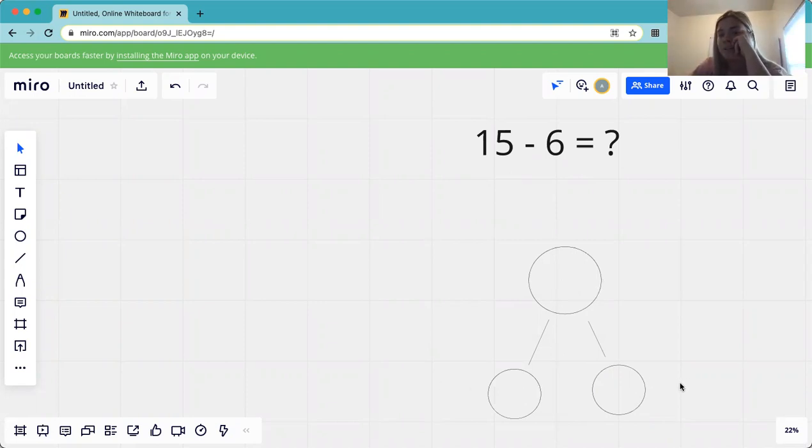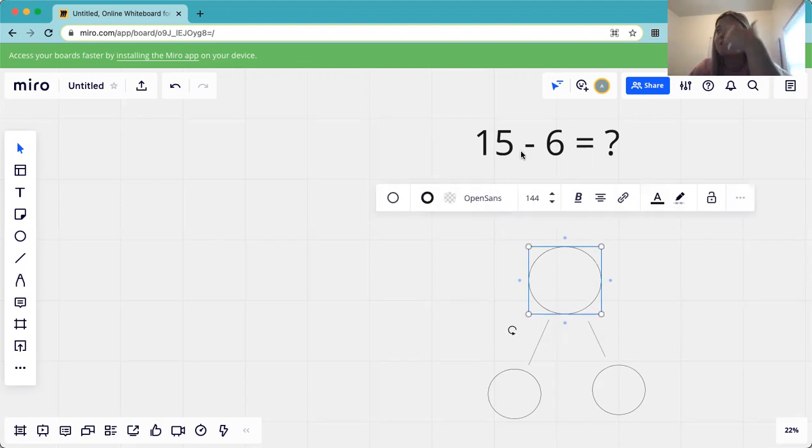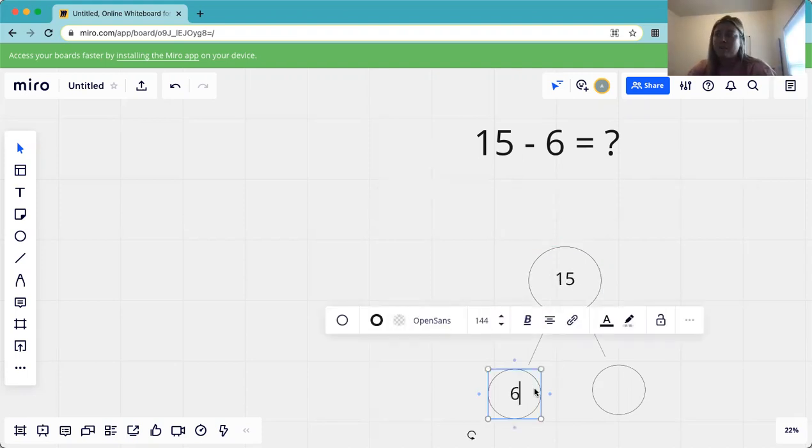If you need to pause, that's perfectly fine. Anytime during the video, if you have to pause, you can. All righty, so our whole is the bigger number because 15 is bigger than 6. And I'm subtracting there, so the number's not going to be bigger than 15. So 15 is my whole, and 6 is my one part.